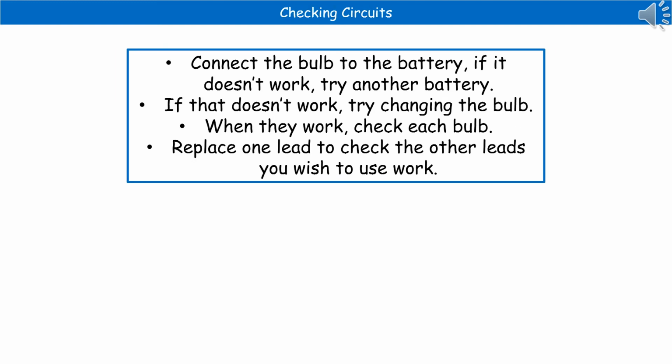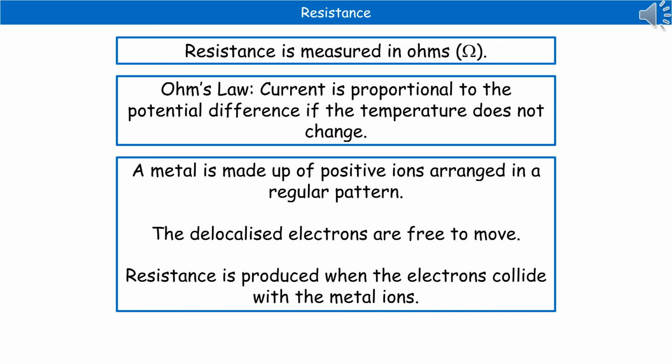We need to consider the practical aspects of how we can check circuits we're using for an investigation. So if it's not working, the first thing to do is connect the bulb to the battery, and if that doesn't work, try another battery. If changing the battery doesn't make a difference, change the bulb. And when we've got those lighting up, then what we need to do is replace one lead at a time, because if you replace two or more leads at once, then you have no idea which one was wrong.